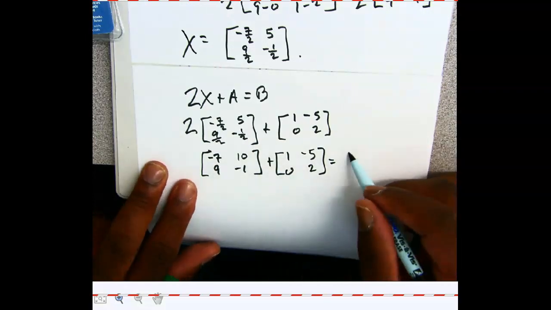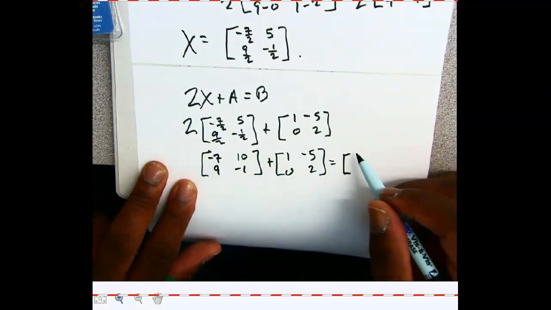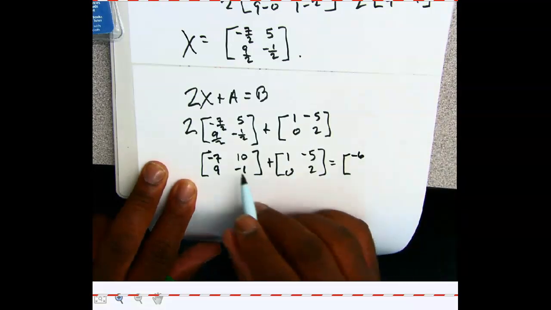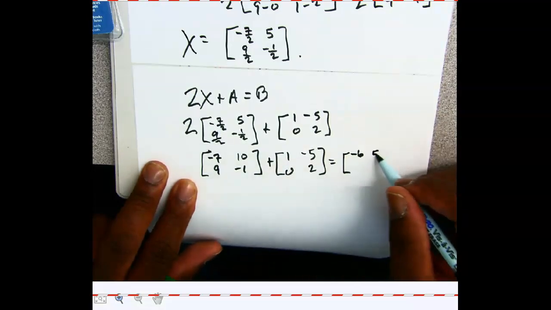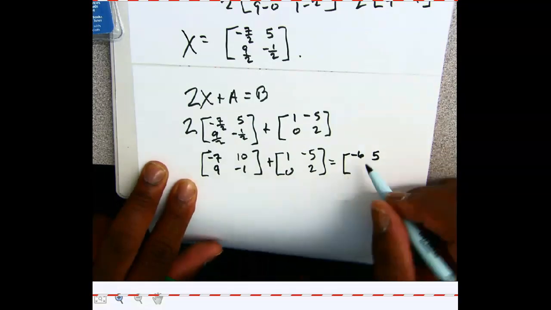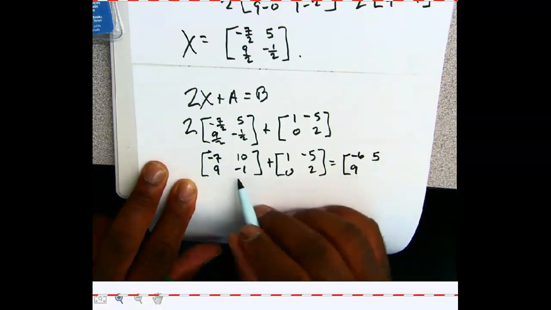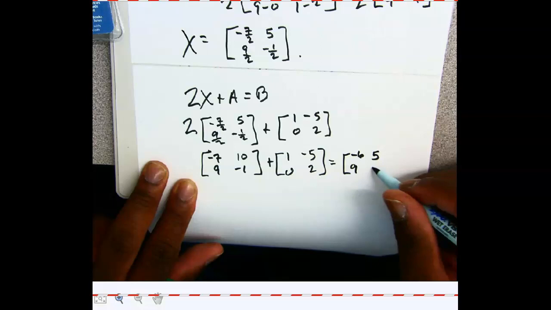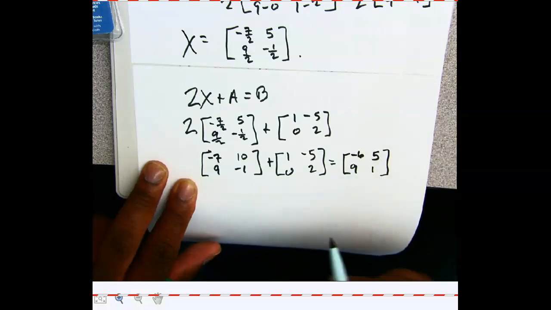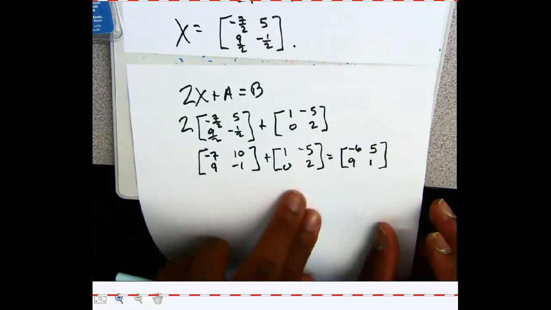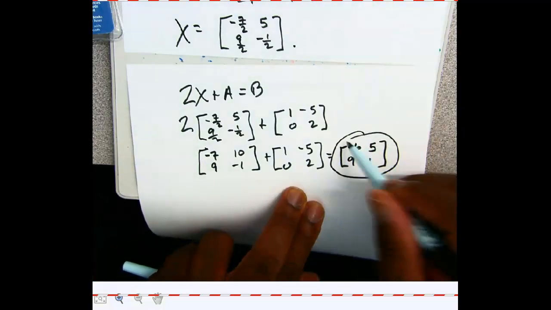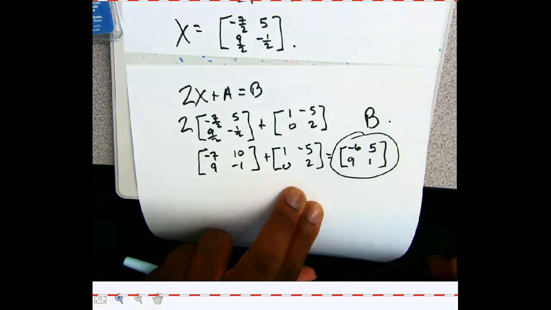-7 plus 1 is -6, I'm sorry. 10 plus a -5 is +5. 9 plus 0 is 9. And -1 plus 2 is +1. So, ladies and gentlemen, is that in fact matrix B? Yeah. So that is matrix B.